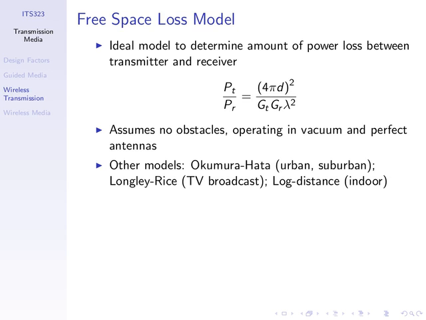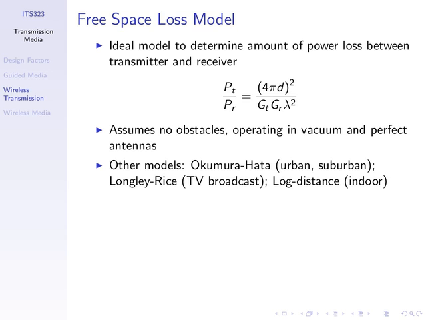This is one model. It deals under perfect conditions. If we're out in space and there are no obstacles, this would give us how far we can transmit given a particular transmit power. But in real life, there are obstacles. There are buildings, there are people, cars. So there are some other models.